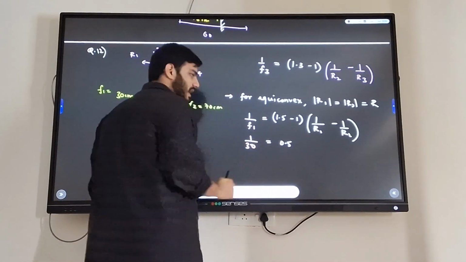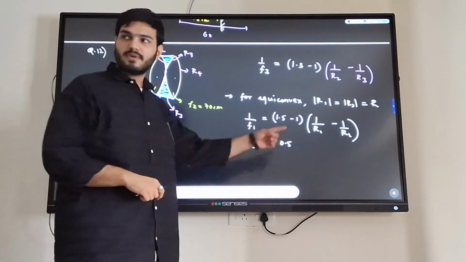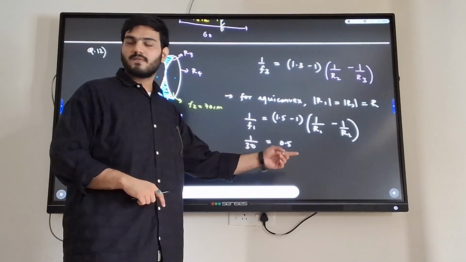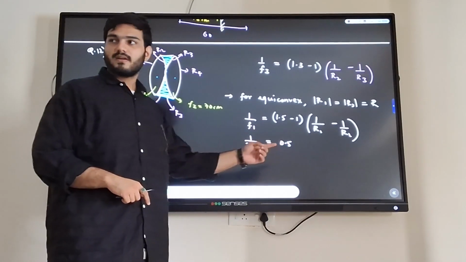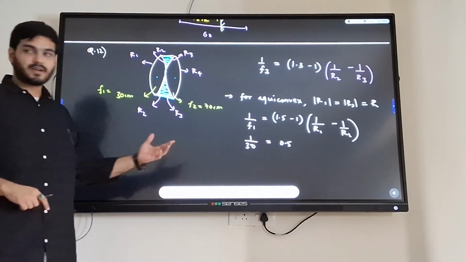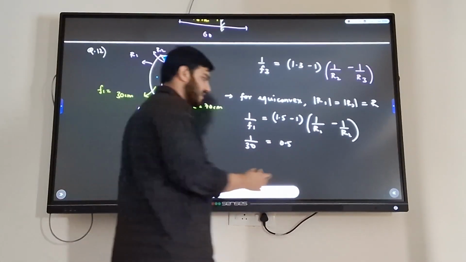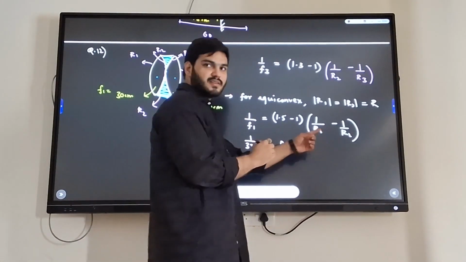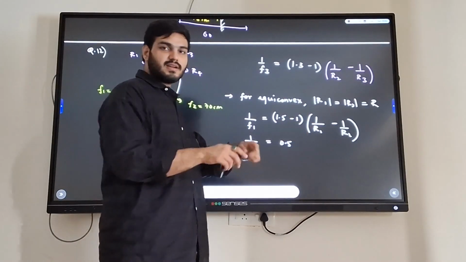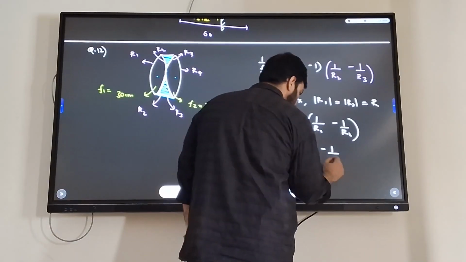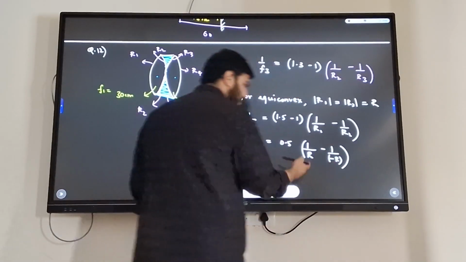Tell me. R1 can be plus R, then what will be R2? What do you think R2 will be? Negative of R1. What did I suppose R1 to be? R. So R2 will be minus R. Do you understand? The magnitudes are equal and they are in the opposite direction. 1 by R minus R, what should you get?